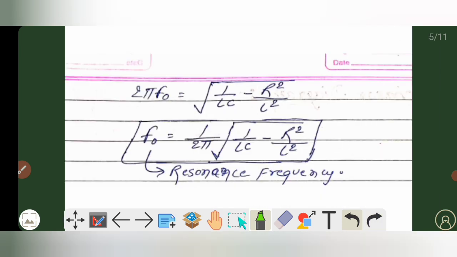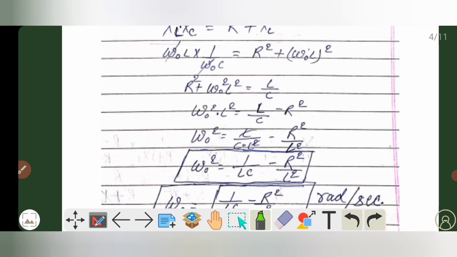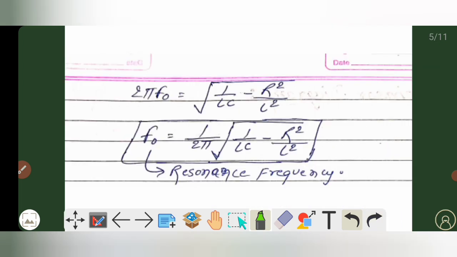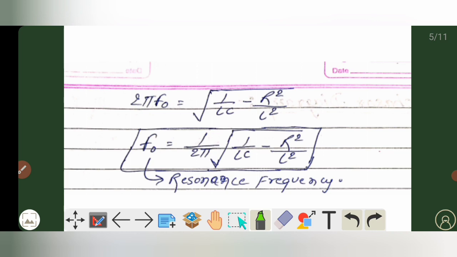Now if you want to calculate the resonance frequency in this case also, we know that omega naught is equal to 2 pi f naught. So here we put the value of omega naught: 2 pi f naught is equal to root under 1 by LC minus R square by L square. There is no change in this value. So the resonance frequency will be equal to 1 by 2 pi root under 1 by LC minus R square by L square.